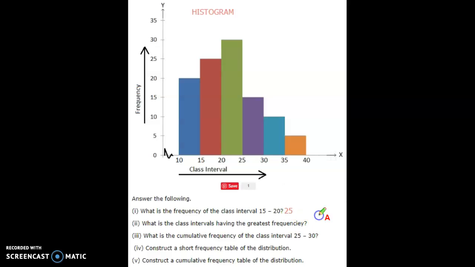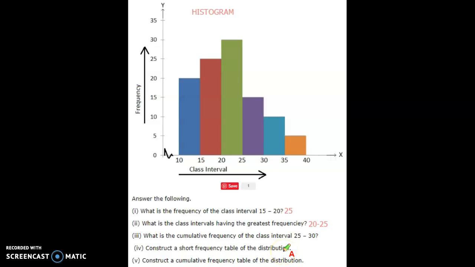25. Okay, next one. What is the class interval having the greatest frequency? So when they say the greatest frequency, really they're asking which bar is the tallest. And in this case, the tallest bar was at 30, and what was the class interval there? 20 to 25. So the one that had the greatest is the tallest. We're going to move that over. So 20 to 25.